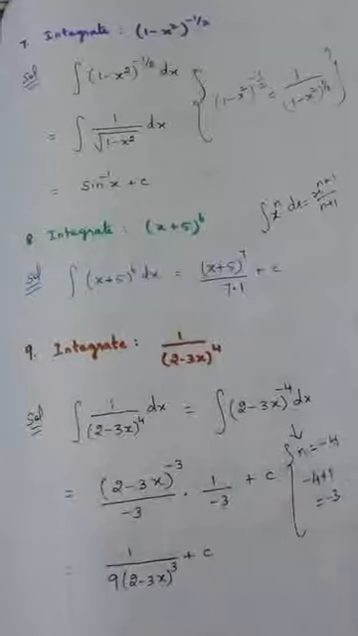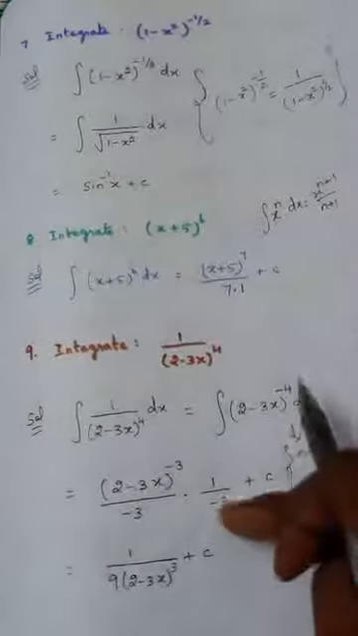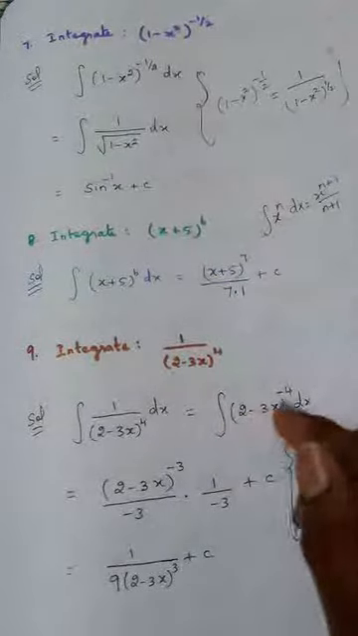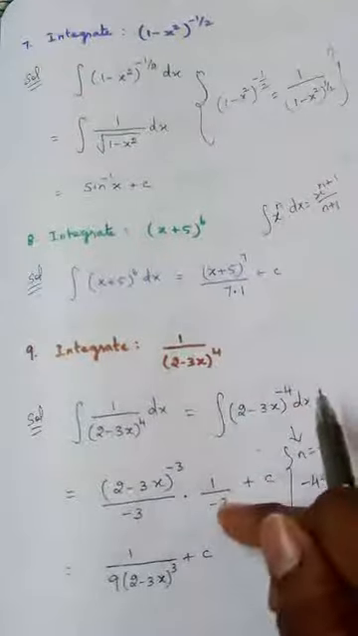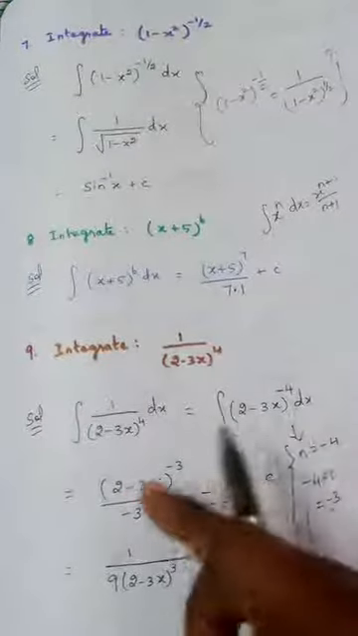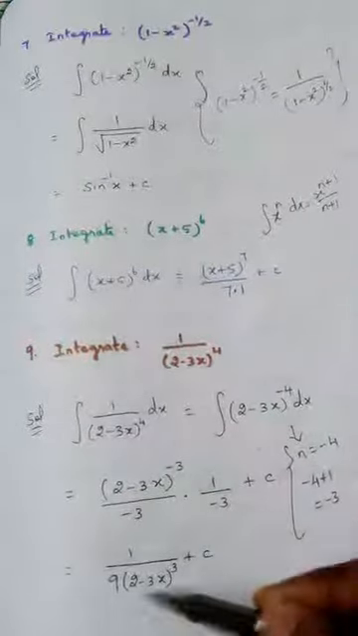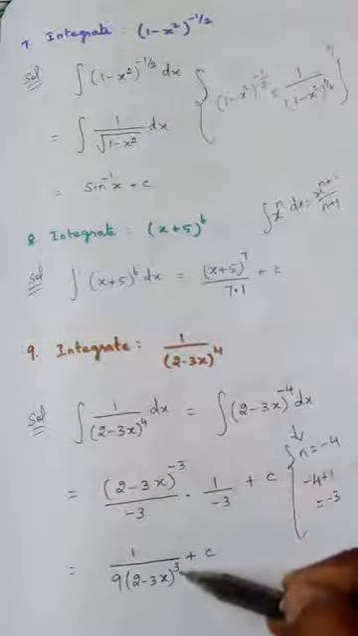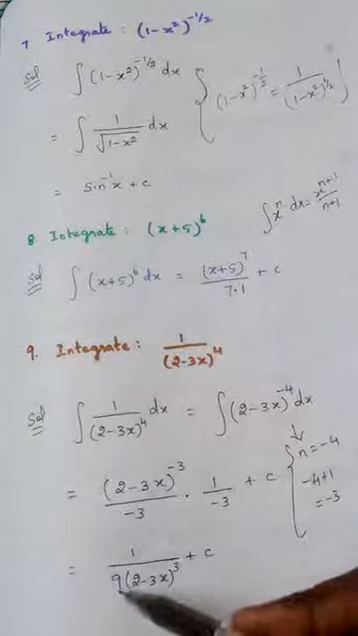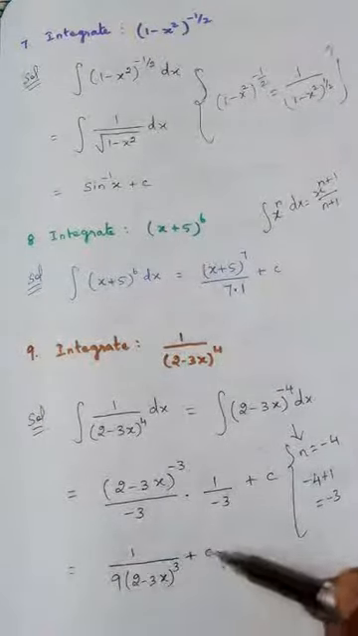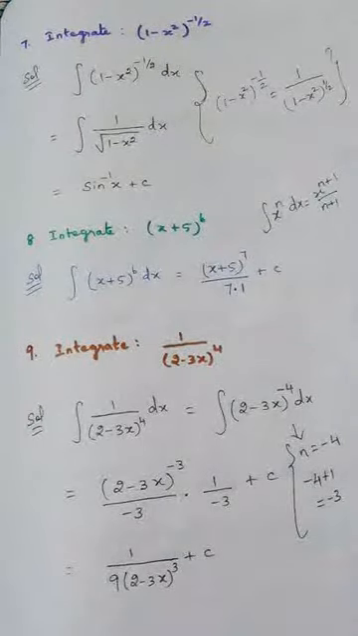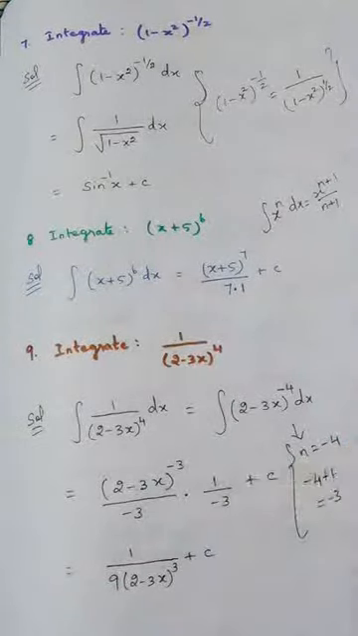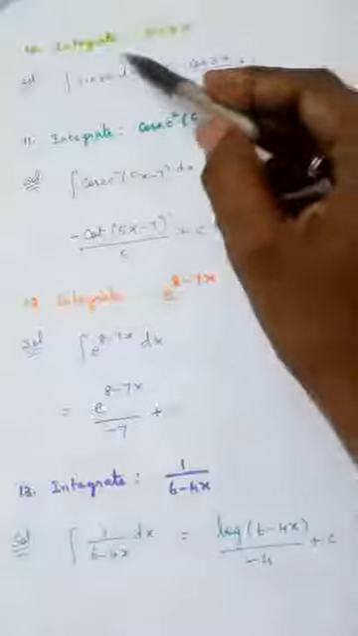Try to understand. 1 by minus 3 should come in the denominator. Why? Because in place of x we have this, so differentiate this again and write that answer in the denominator. Now if you combine these two, minus 3 into minus 3 becomes 9. At the same time, bringing this to the denominator, minus 3 becomes plus 3. So the final answer is 1 by 9 into (2 minus 3x) power 3 plus c. You should understand the concept I have explained in this sum clearly here. Problem number 10.